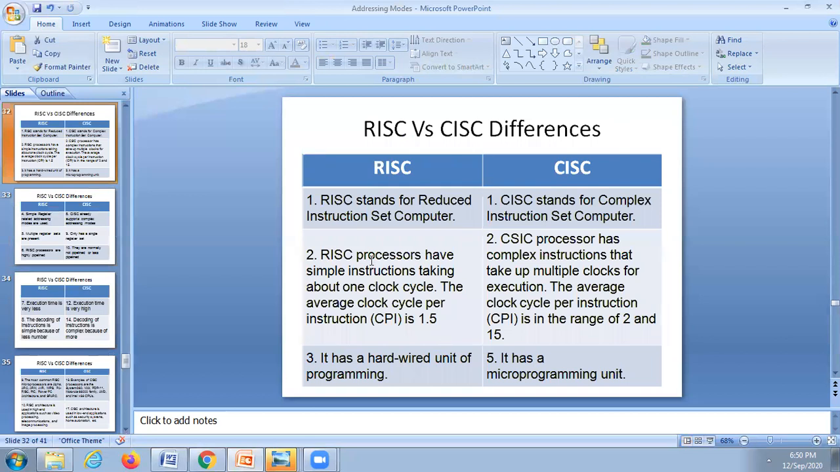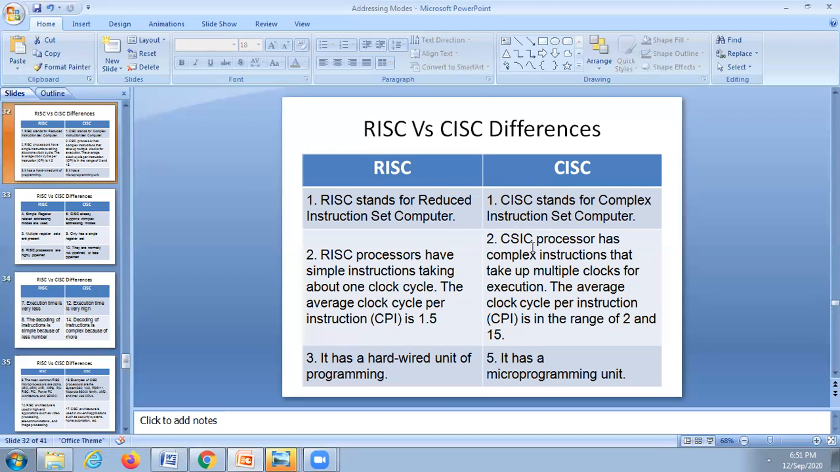Here the RISC processors have simple instructions. Simple instructions in the sense that they have only an opcode, or maybe a maximum of 1 or 2 operands, and those 2 operands will be registers only, not memory. So the number of bits required for an instruction will be less. RISC processors have simple instructions taking about 1 clock cycle, so the average clock cycles per instruction will be 1.5 only, or maximum 2. That is the average here.